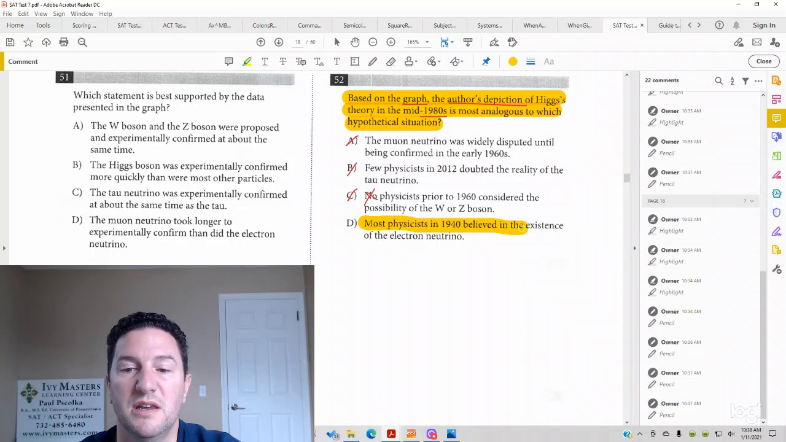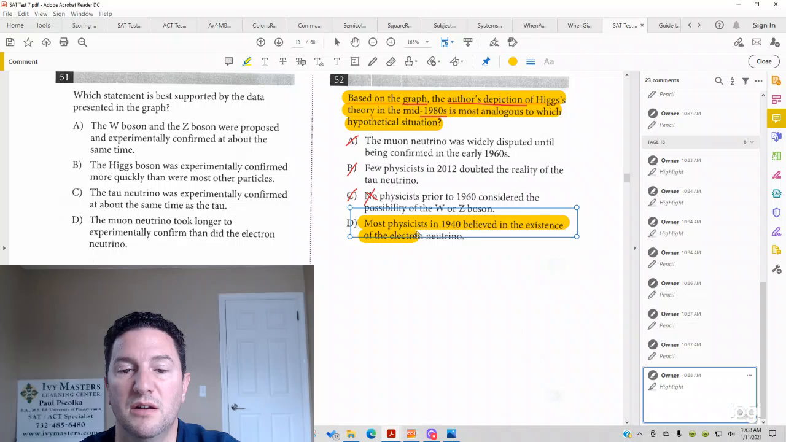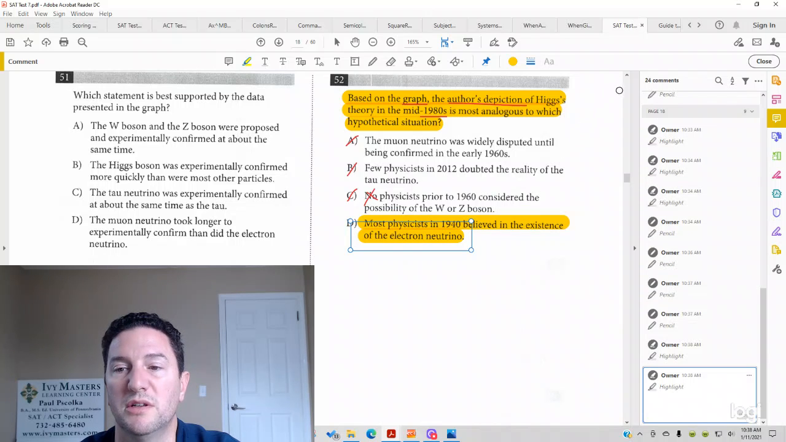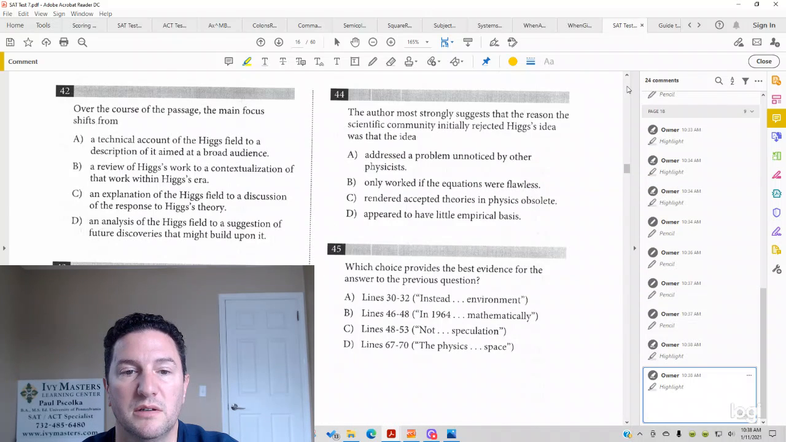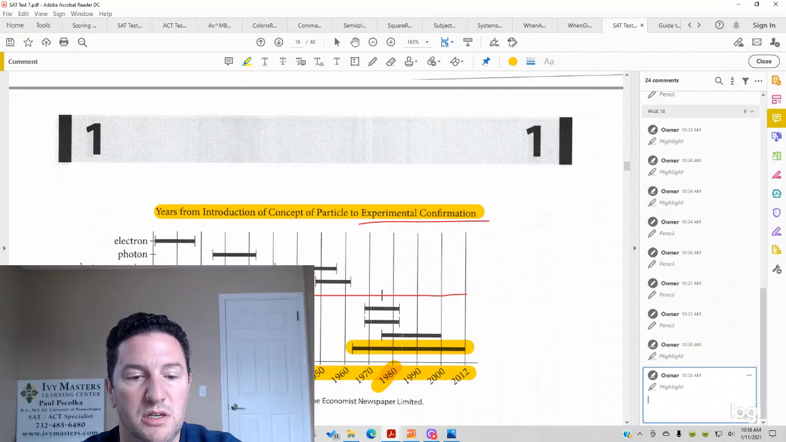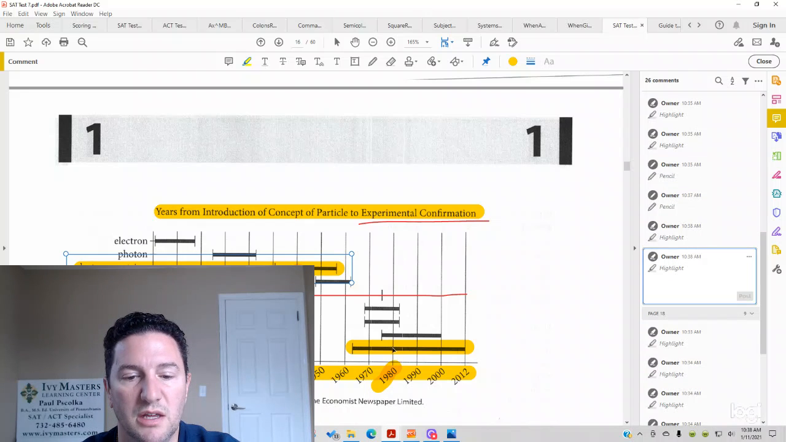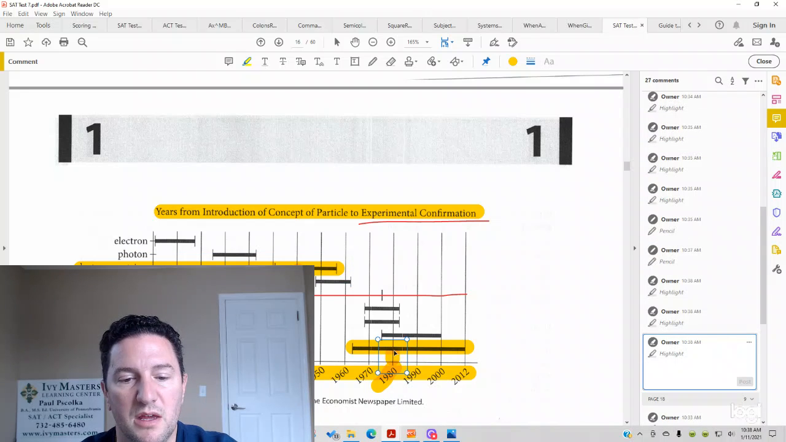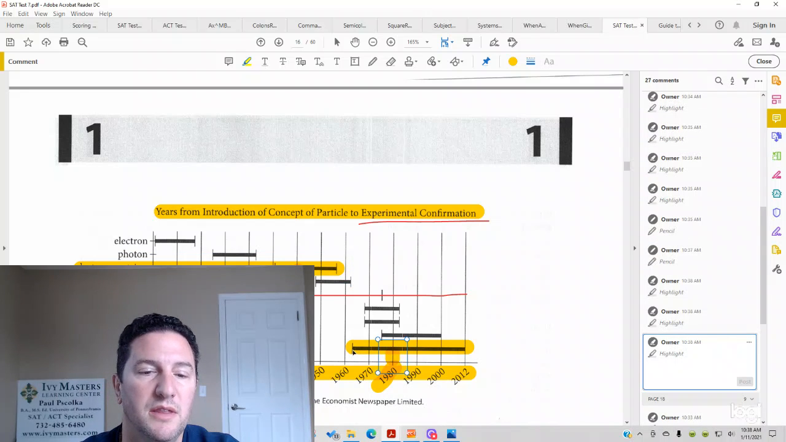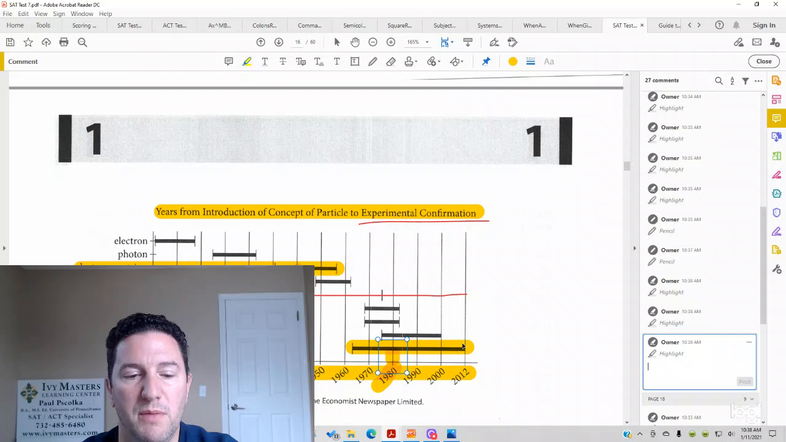Most physicists in 1940 believed in the existence of the electron neutrino. Let's check the graph. 1940, if we go up, it hits this bar here. Let's see what that is. Sure enough, it's the electron neutrino. Just like the 1980s hits the Higgs boson, in between the introduction and the confirmation.